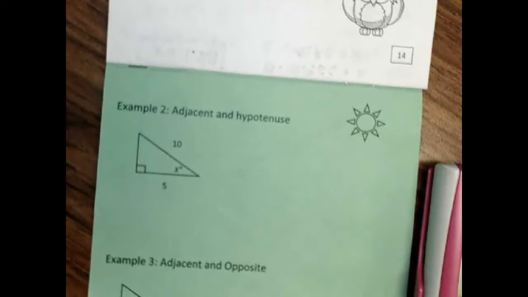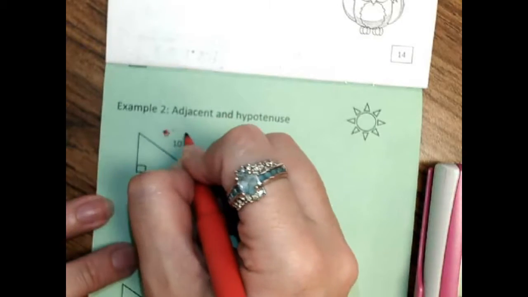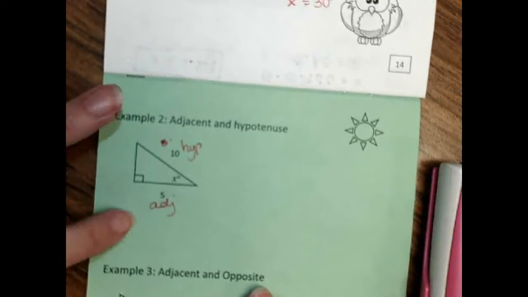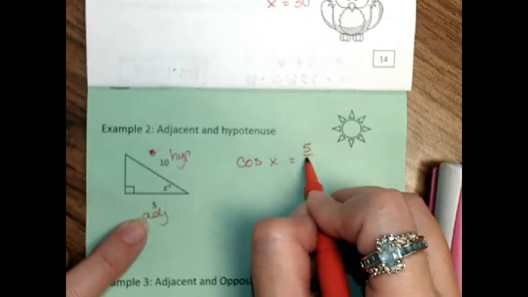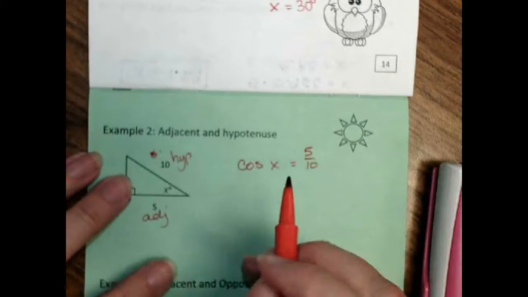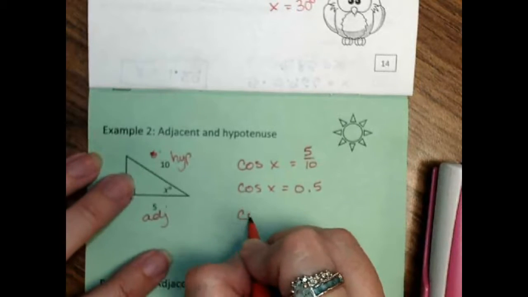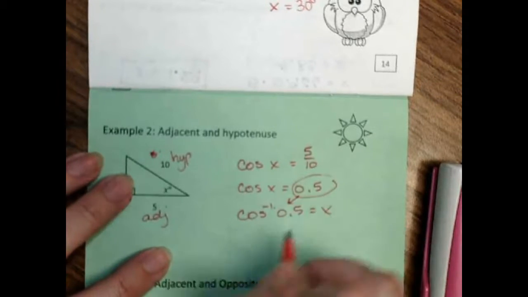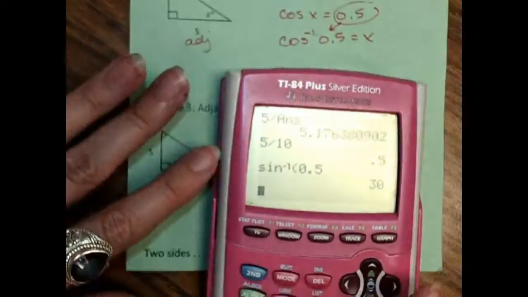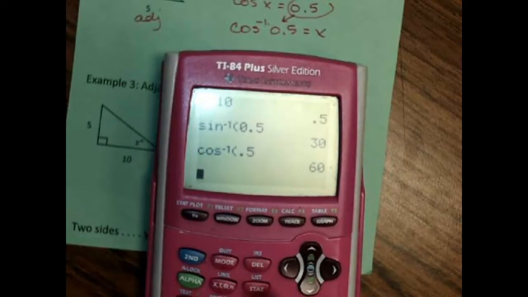Alright, the next one. Same steps. Label the sides. This is adjacent, opposite. This is hypotenuse. Pick the right one. Adjacent and hypotenuse is cosine x equals 5 over 10. Divide. 5 divided by 10, we get 0.5. Write it as the inverse, so the cosine inverse of this equals x. Type that in your calculator. Second cosine to get the inverse, notice there's the inverse, it's 0.5, and we find that that one is 60 degrees.